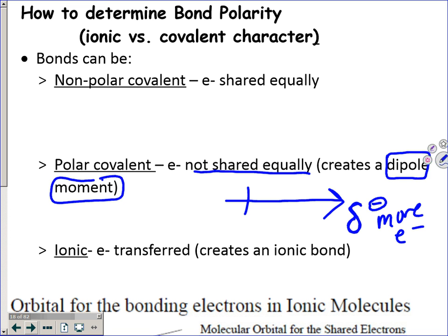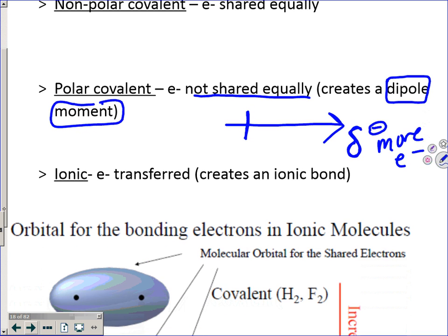And do you see this little hash mark right here? Kind of looks like a what sign? A plus, right? Which we would say a positive sign. So if something has more electrons on one side, we put a partial, that's what the symbol is, a partial negative, and we put a partial positive here. And that's indicating the side that has less electrons.